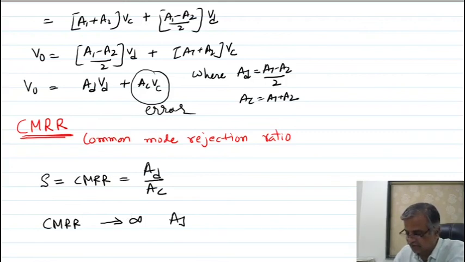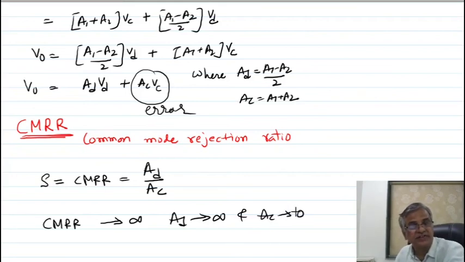For an ideal differential amplifier, CMRR tends to infinity. This means either AD tends to infinity or AC tends to 0. For a good differential amplifier circuit, CMRR should be infinite. If CMRR is infinite, it means the common mode gain tends to 0 and the differential gain tends to infinity. If CMRR is very large, then the error will not be introduced in the output.